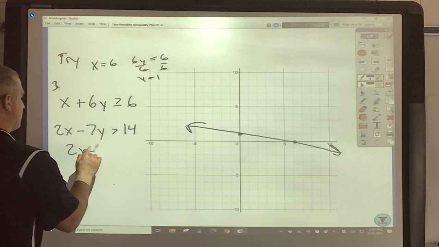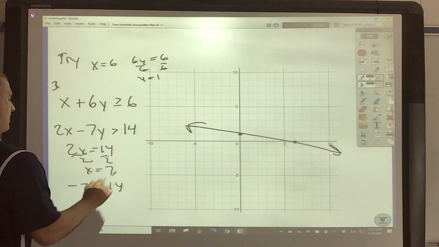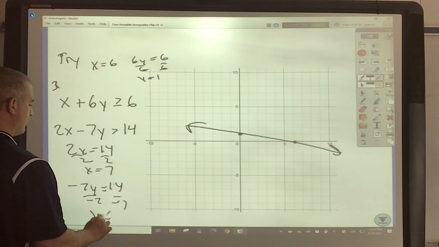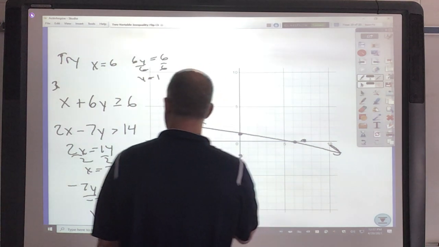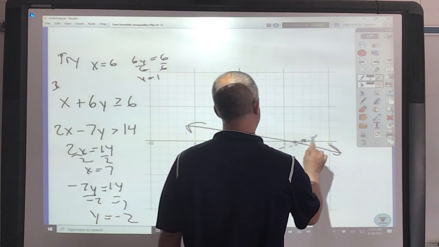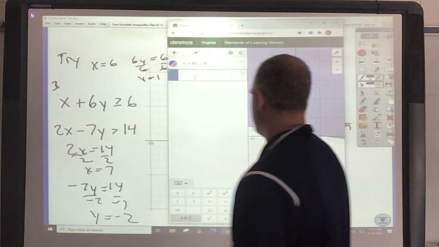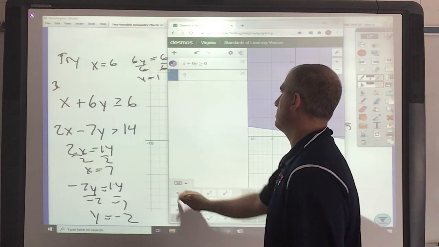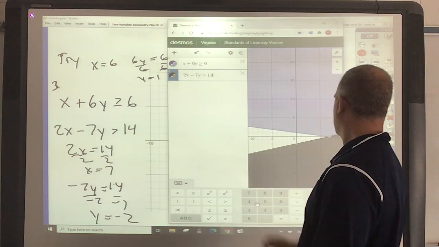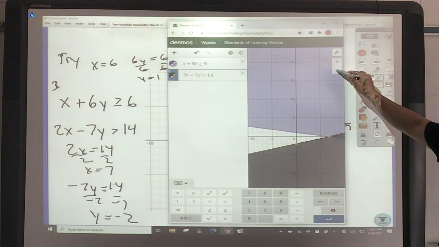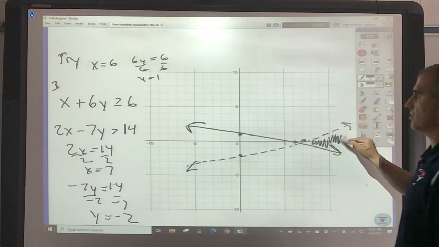This one I would do 2x equaling 14 and negative 7y equals 14. Divide by 2, I got x equals 7. Divide by negative 7, I got y equals negative 2. So I got 7 and negative 2. This would be a dashed line. So I'm going to add this one in there. 2x minus 7y greater than 14. Now you can see, it's very, very hard to see that, but you might have to zoom out. You can see the darkest area is actually just this little spot.